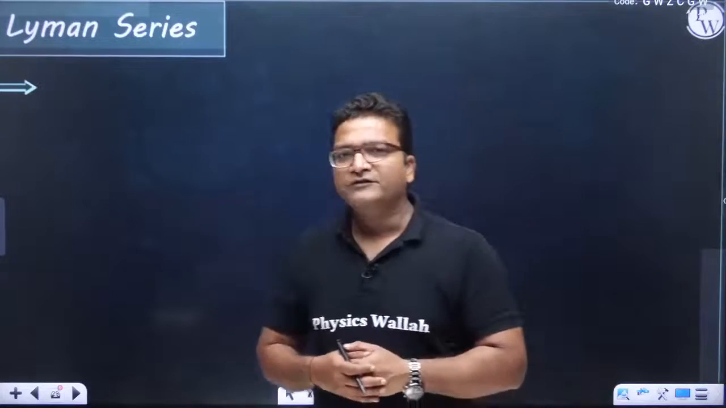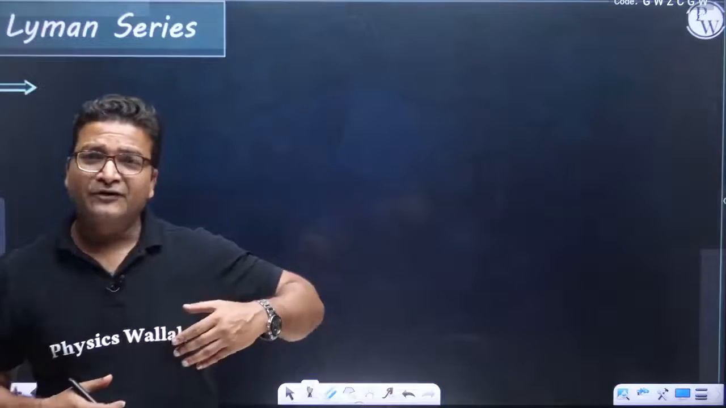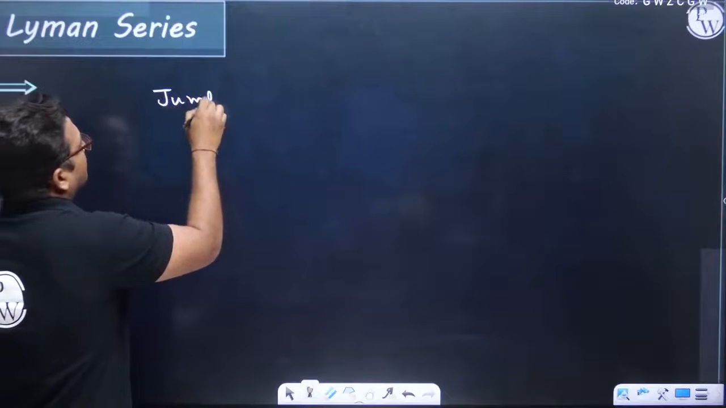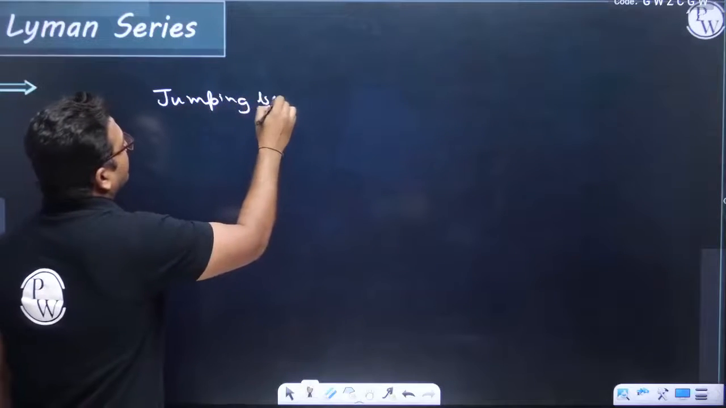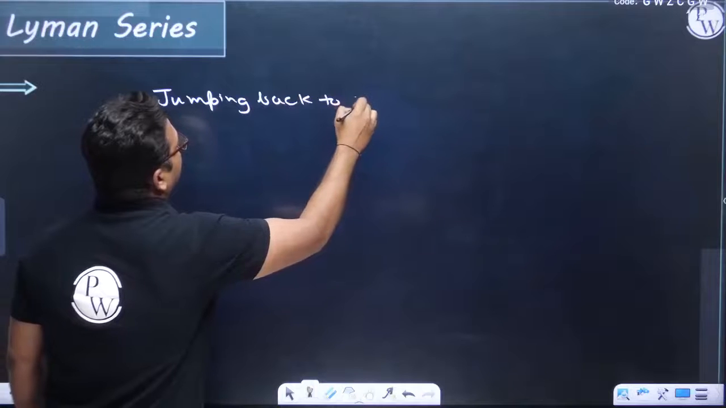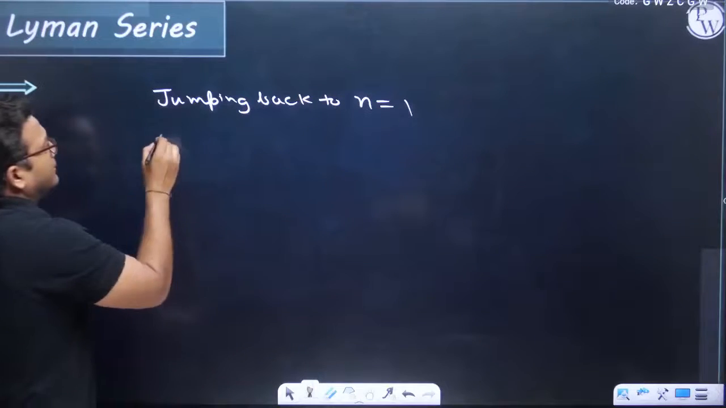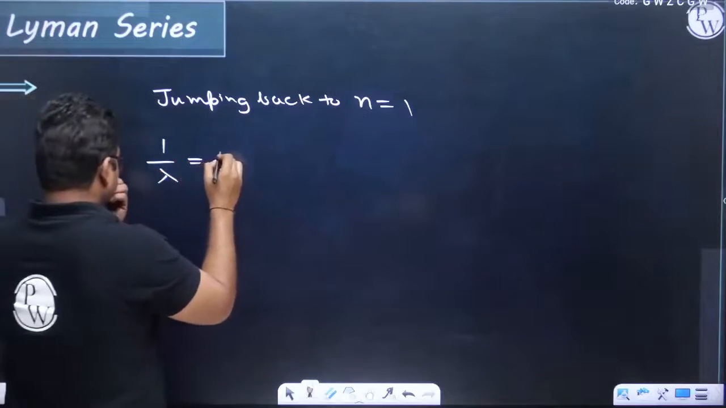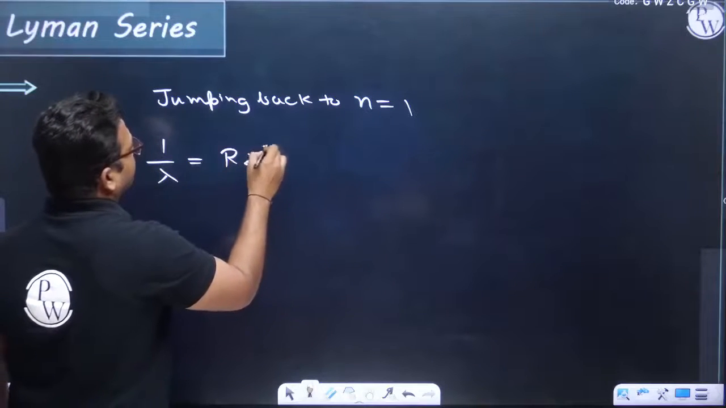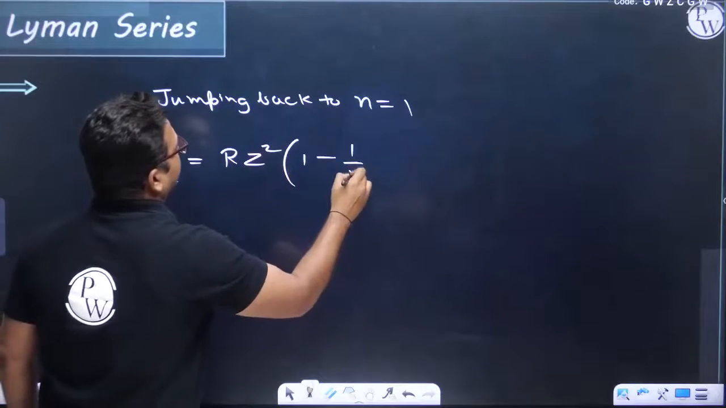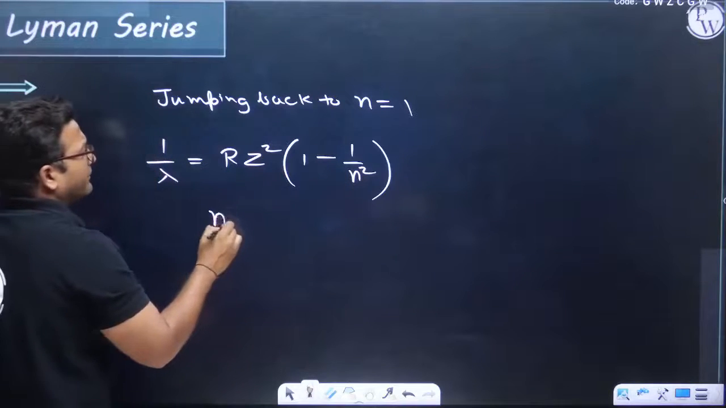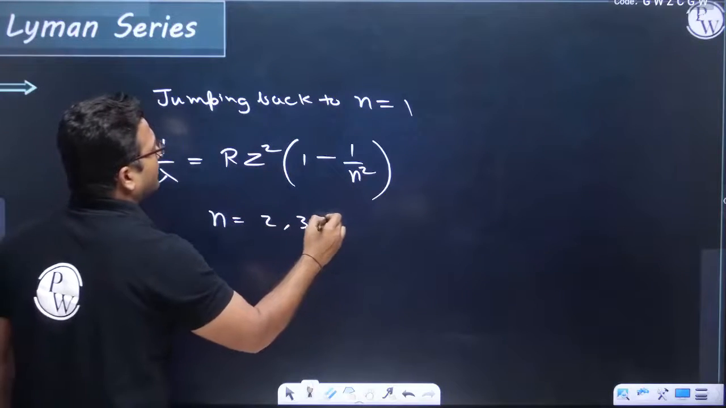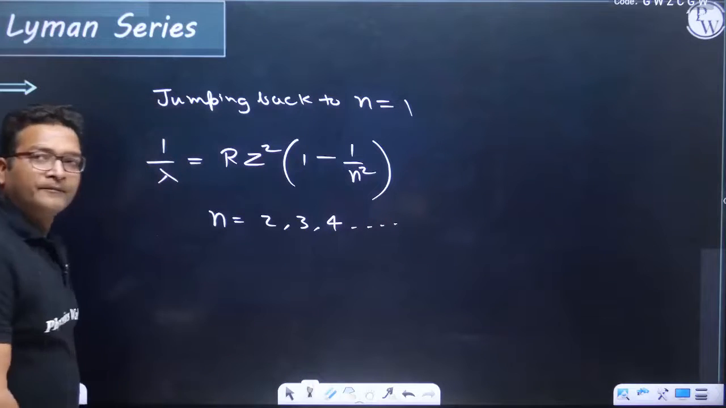So let us learn the Lyman series. What is the Lyman series? When an electron de-excites from any level to n equals 1. So Lyman series means jumping back to n equals 1. Here 1 by lambda would be equal to R Z square into 1 minus 1 by n square. n may take values 2, 3, 4, like this.